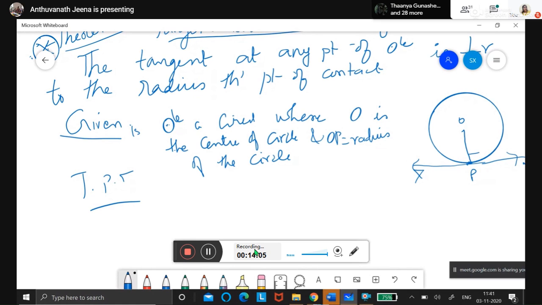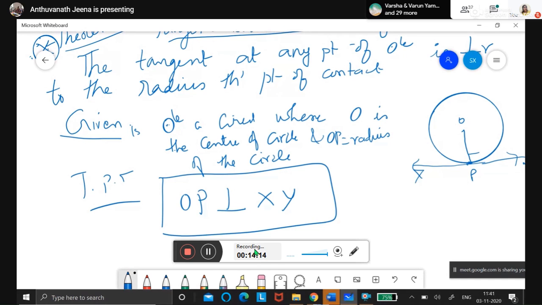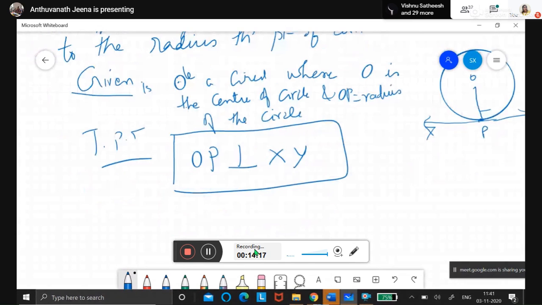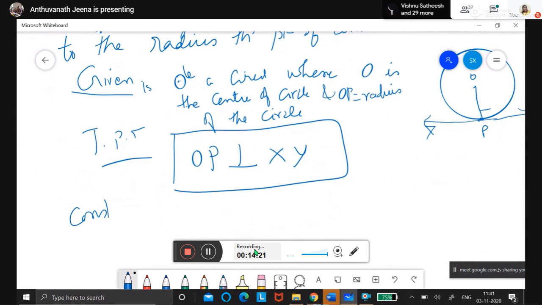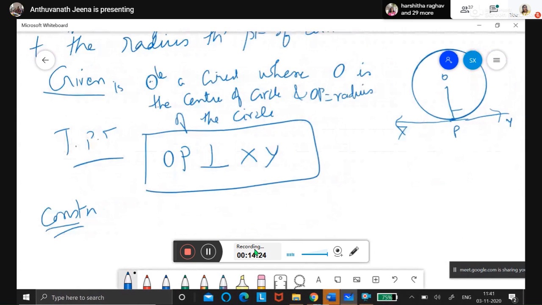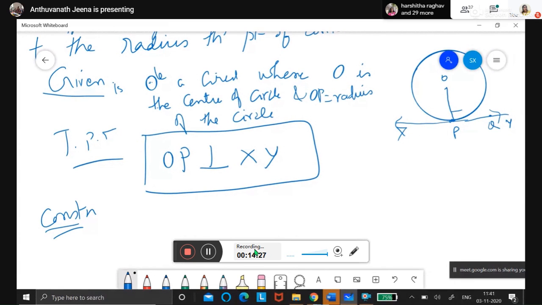Don't mark the right angle here. If you mark, you will go wrong. You write here: OP is perpendicular to XY. You need to prove this. So the theorem should be proved like this, given and to prove. Construction. You need to mark a point here as Q. Mark point Q on XY and join OQ. You need to join this OQ in dotted lines. Okay, that's all. Now the proof is started.